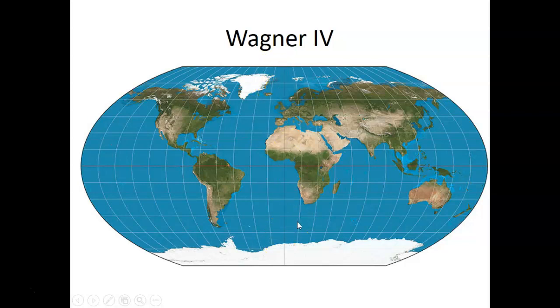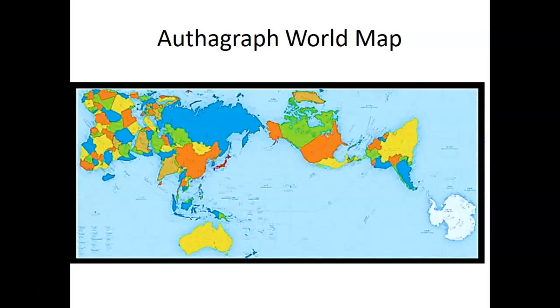You have a very good representation, a better representation, obviously, of size than you would with Mercator. And this one was created and actually won an award in the Japanese map making competition to see who could create the best projection for maps, to look at size, to look at shape, and also to look at accuracy throughout the maps.